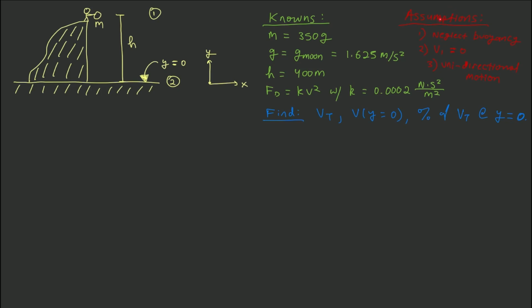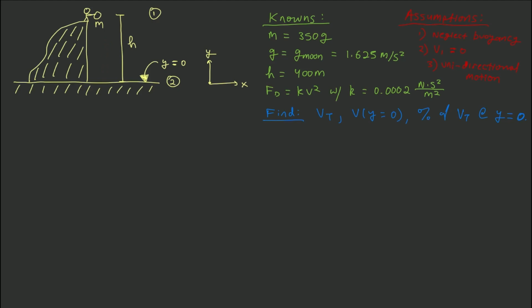Some of our fundamental assumptions: we're going to neglect buoyancy. The starting velocity of the object is 0, meaning the person drops it from rest. And we're only going to be dealing with unidirectional motion, meaning the person's not throwing the object such that it's traveling along a parabolic trajectory. The person's simply dropping the object vertically from rest.